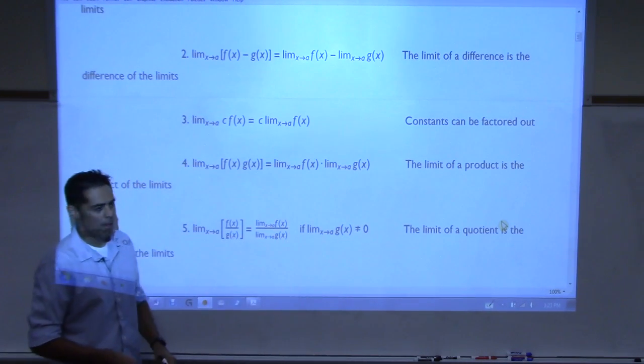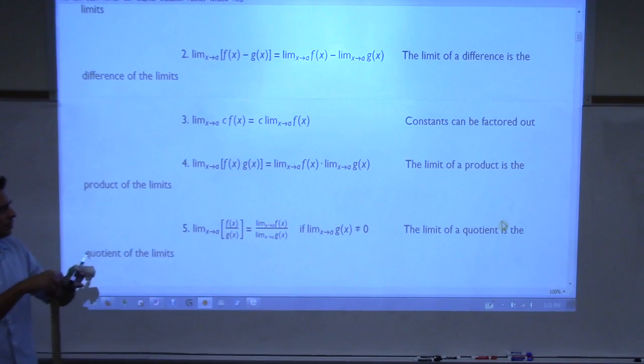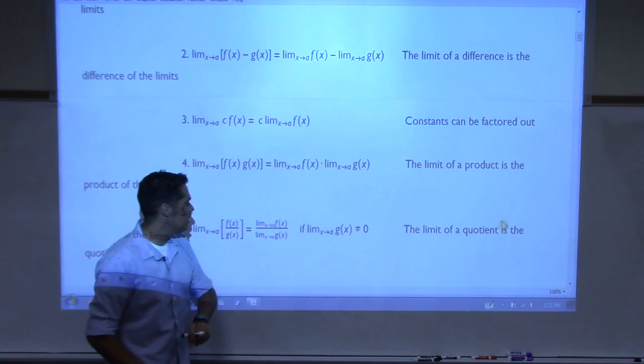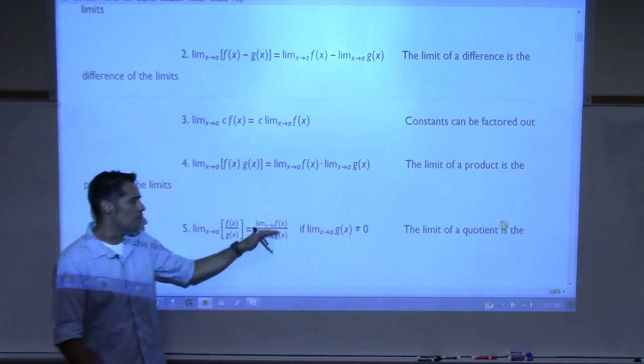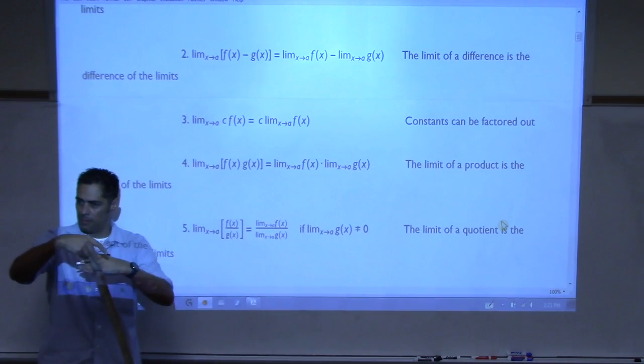So with limits, you can just separate it into two separate limits. If you have division, you're allowed to separate it into two different limits on the top and the bottom. All right?